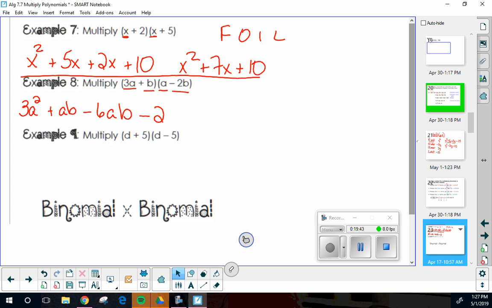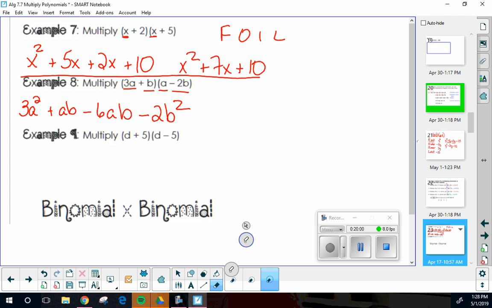Oh, we forgot. Let's see. First, outer, inner. Oh, the last is b times negative 2b. Yes, so sorry. I was watching someone else. Which is going to be what? Negative 2b squared. Okay. What's the last thing we need to do before we are done?